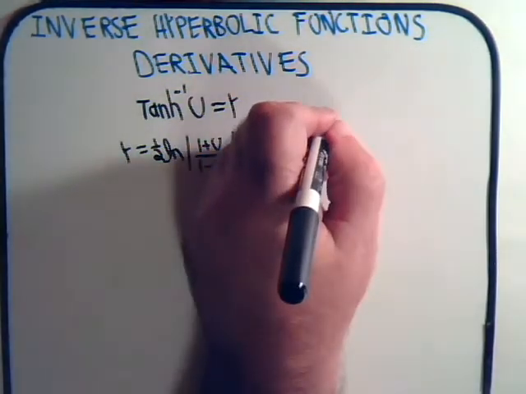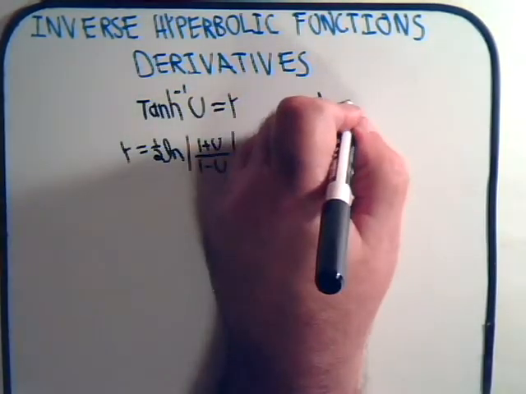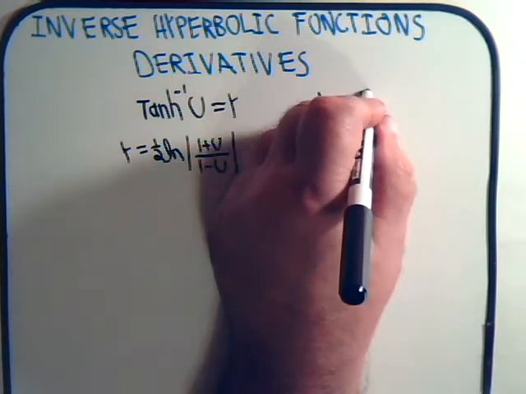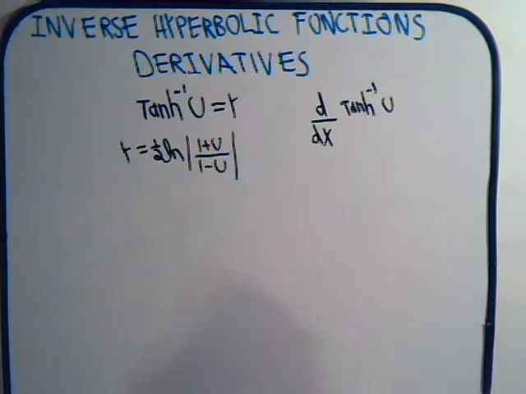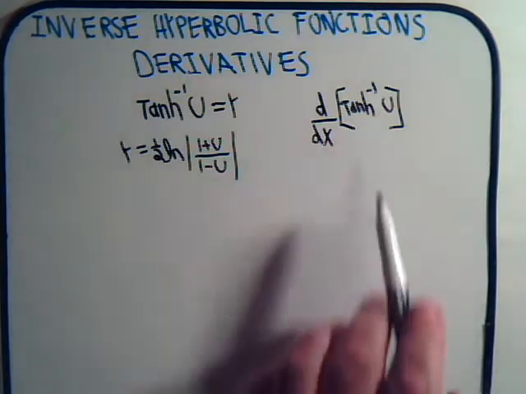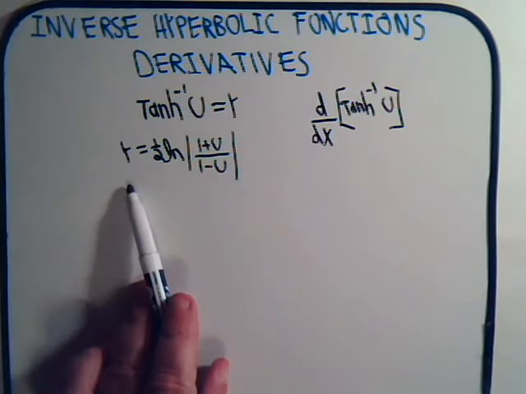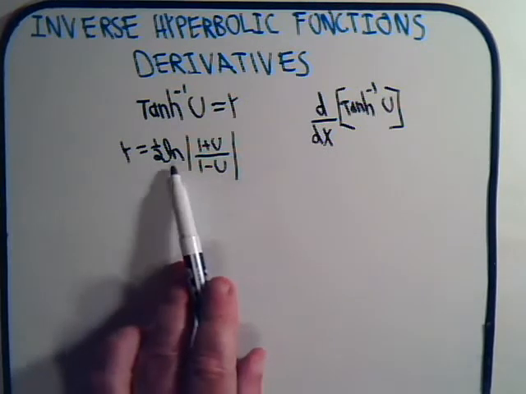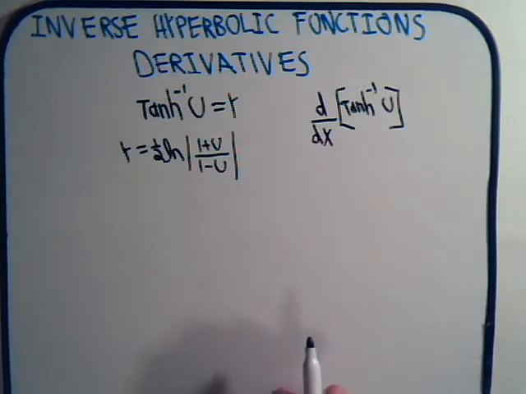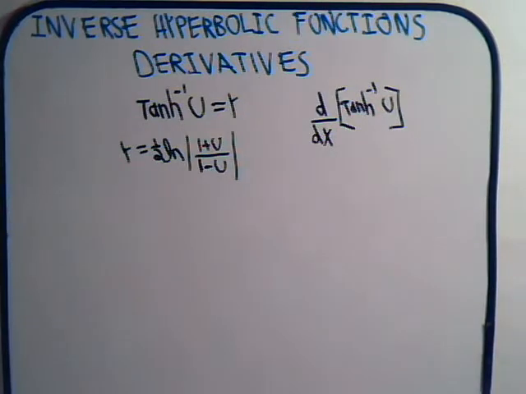And what we want to do is find an expression for the derivative of this, the inverse hyperbolic tangent of u. And of course, d of this with respect to x is the same thing as dy/dx. And dy/dx you should be able to find because all we have to do is perform a logarithmic differentiation. This might be a bit more of a challenge than what we've had in the previous two videos. So let's get started and see what we can find.